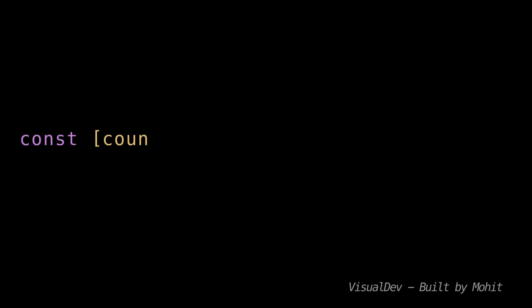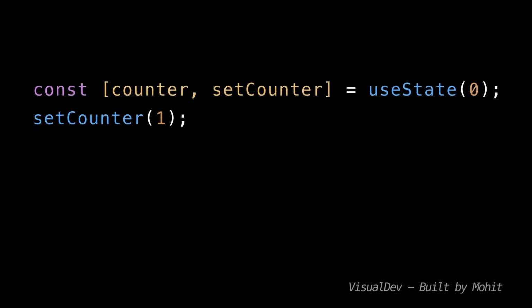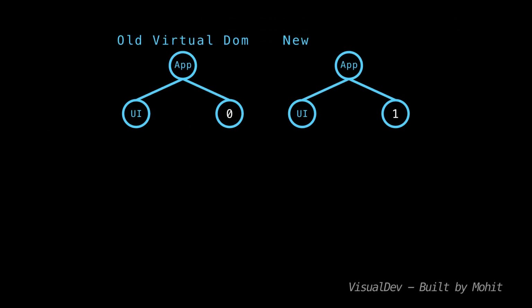Here is a simple useState hook. We initialize our counter at 0. When we call setCounter with 1, React does not touch the real DOM straight away, and that is the key insight. Instead, React builds a fresh virtual DOM snapshot and lays it next to the previous one.